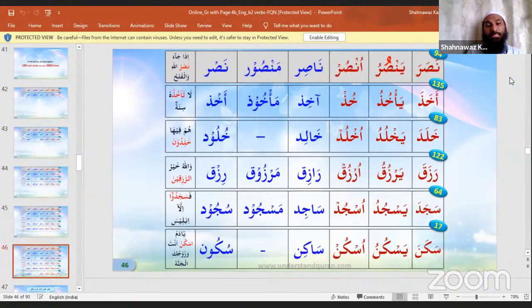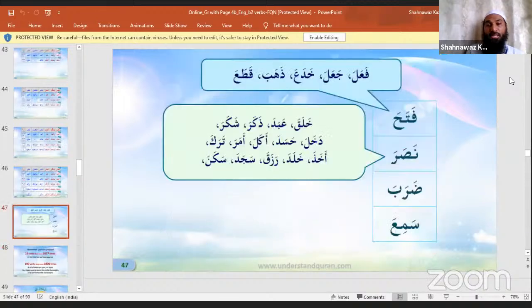Sakana yaskunu means to stay with peace. Sukun has come from that. Sakana yaskunu uskun. This is also in Bab Nasara. Sakin and sukun. Ya Adam uskun. Uskun has come from sakana yaskunu uskun. Ya Adam uskun anta wa zawjukal jannah. Okay, these are the verbs and the words that we have seen.